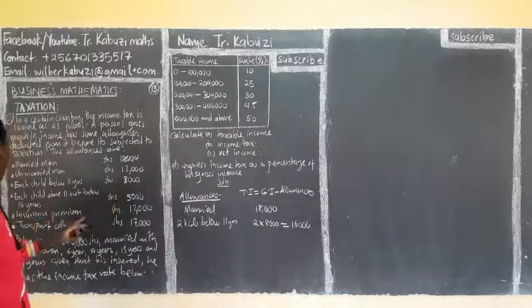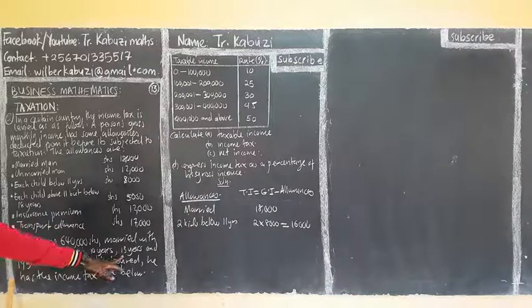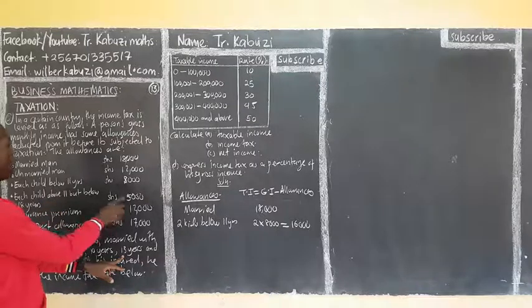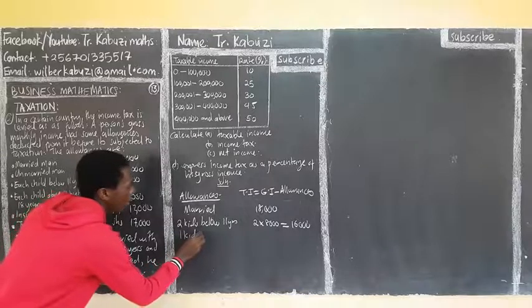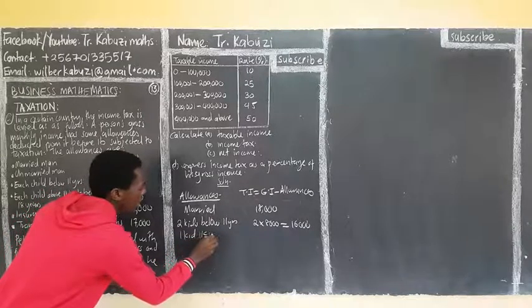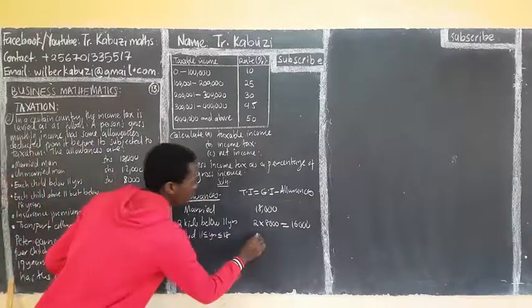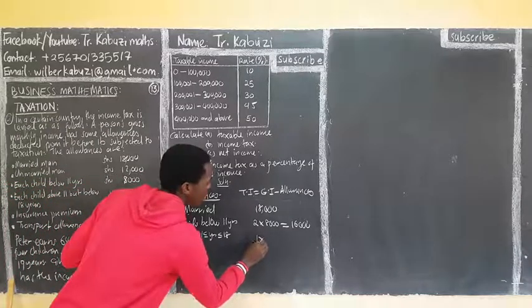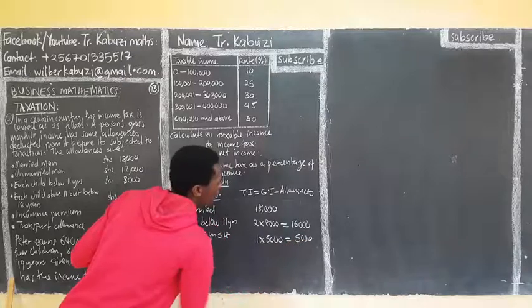Okay, then each child above 11 but below 18. He has this one of 13, who is above 11 but below 18. For that, one kid between 11 years but below 18, you just get 5,000. 1 times the 5,000 for that kid will give you 5,000.